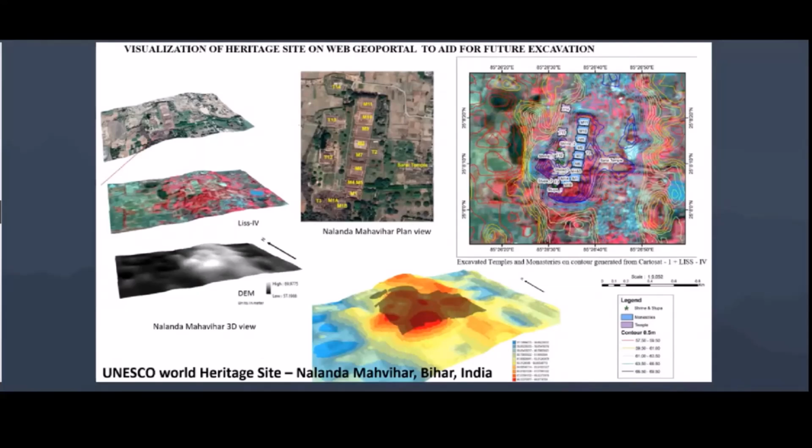Similarly, this is an example to show you integrated data set management through space-based data. This is a study that we did on the Nalanda Mahavihar. So contours have been generated, 3D models have been generated, all the information has been complemented with each other, put into a rule set, and it can be used as a visualization tool.